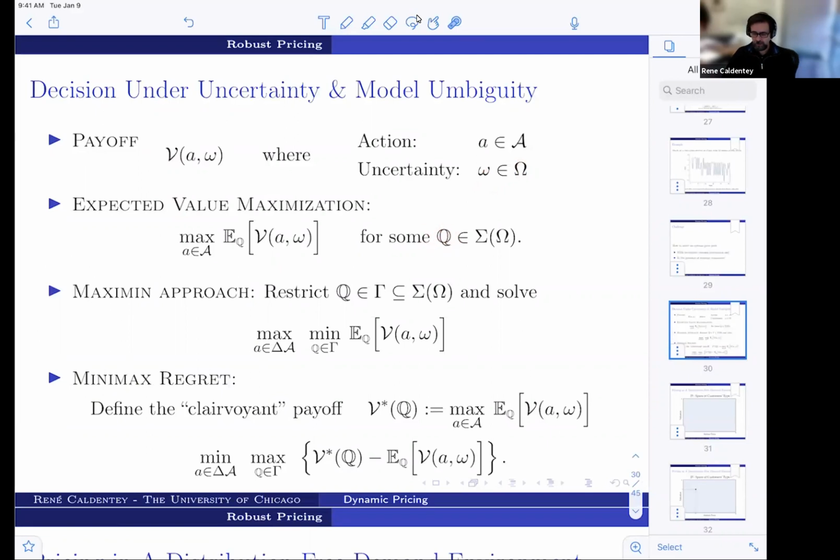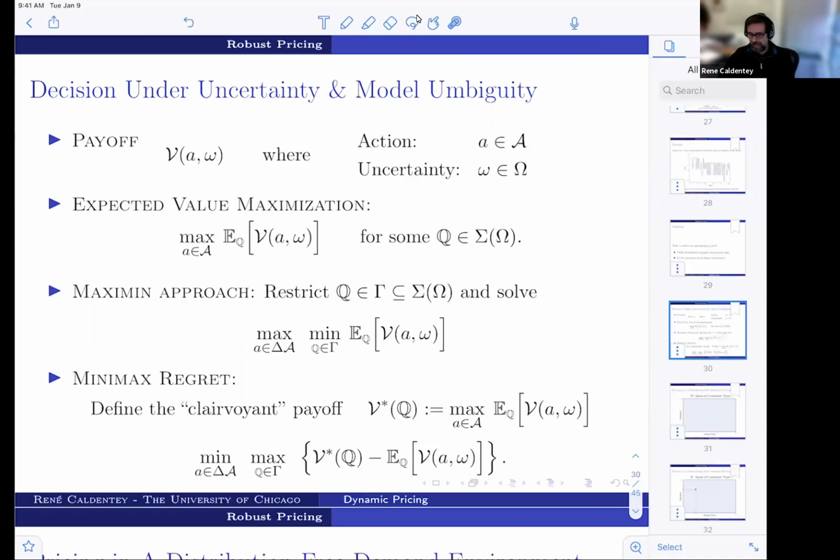That belongs to a set of possible probability distributions. Then I'm going to compute the expected value of my payoffs. And then I'm going to ask myself the question: what's the action that maximizes the expected value of my payoffs? This is the standard way that we do optimization, stochastic optimization.